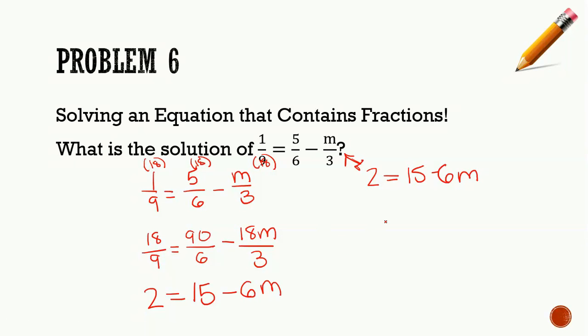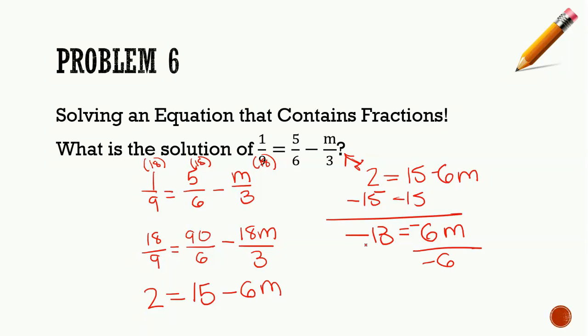So I'm going to subtract 15 from both sides. 2 minus 15 is negative 13. Divide by negative 6 to get that m alone. I'm going to get 13 over 6 equals m. Notice I dropped the negatives because a negative divided by a negative is in fact a positive.